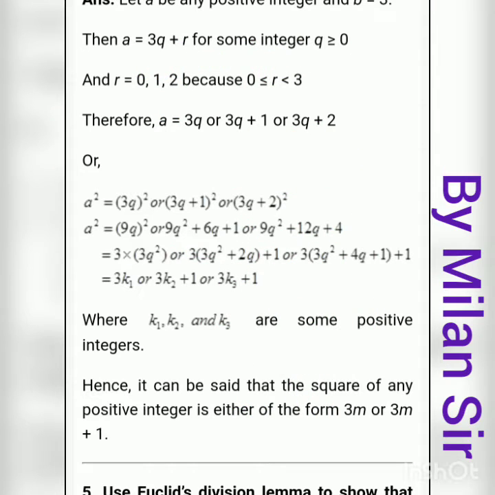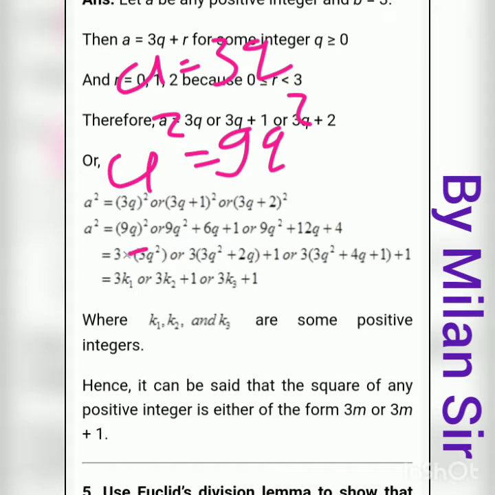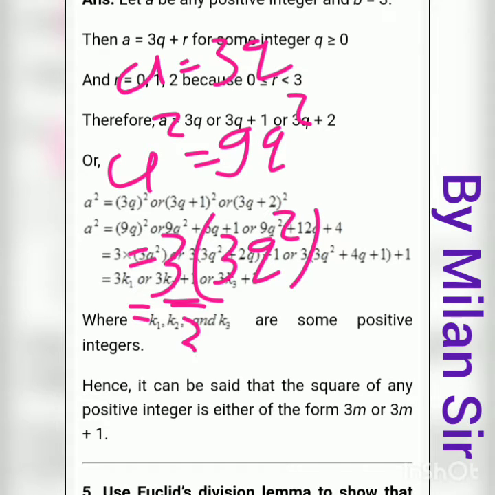Again I repeat this possibility: a is equal to 3q, a squared is equal to 3 squared, which is 9, and q squared. Here we want 3, so take 3 as common, and here we write 3q squared. Why do we take 3 here? Because we want that. Just take 3q squared equal to k1, so here you will get 3k1.